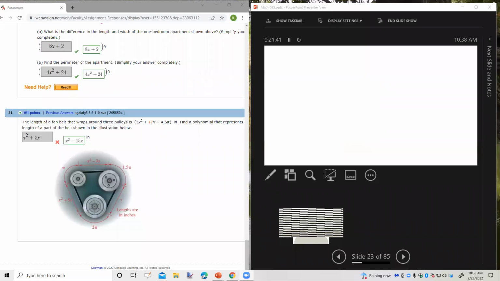So this is also from section 5.5, number 21. And we've got some different numbers here, but the idea is the same. So the total perimeter is going to be 3x squared plus 17x plus 4.5 pi. And the pieces that we have here are going to be 2 pi plus x squared plus 5x plus pi plus x squared minus 3x plus 1.5 pi.